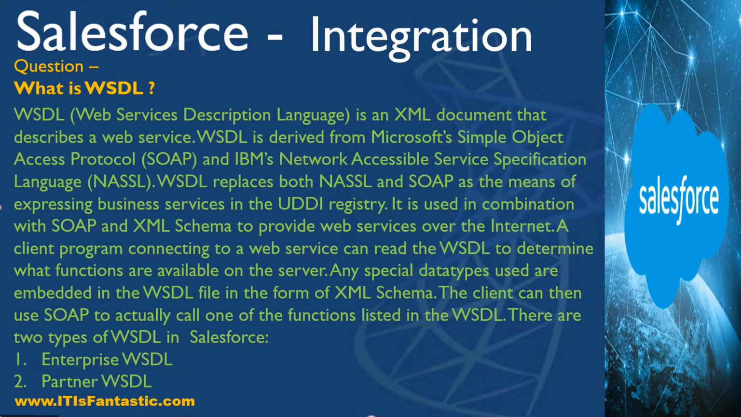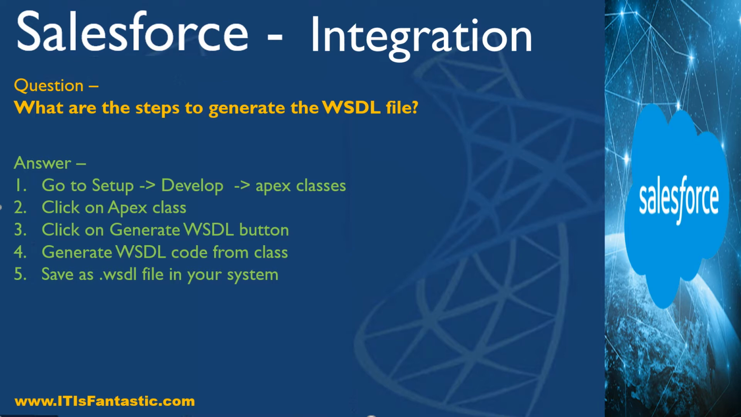What is a WSDL? WSDL, Web Services Description Language, is an XML document that describes a web service. WSDL is derived from Microsoft's Simple Object Access Protocol, SOAP, and IBM's Network Accessible Service Specification Language, NASL. What are the steps to generate the WSDL file? We do that by going to Setup, Develop, Apex Class. Then click on the Apex class, click on the Generate WSDL button, generate WSDL code from the class, and then save the WSDL file in our system.